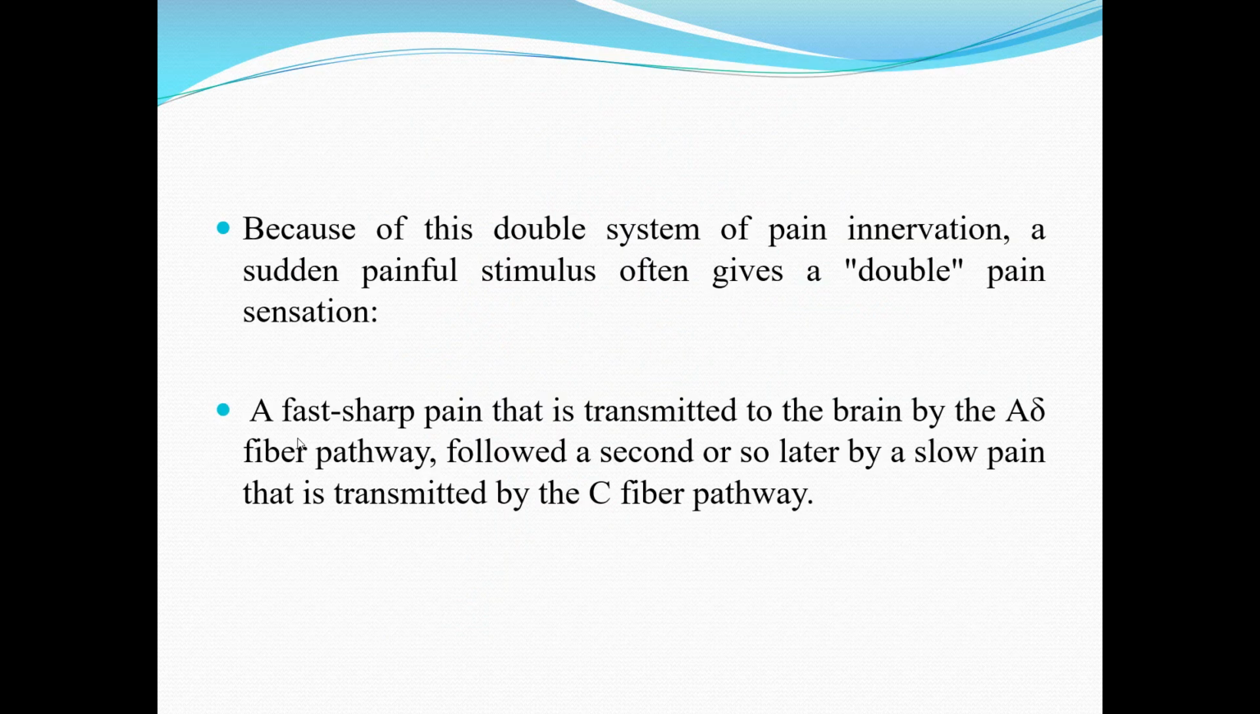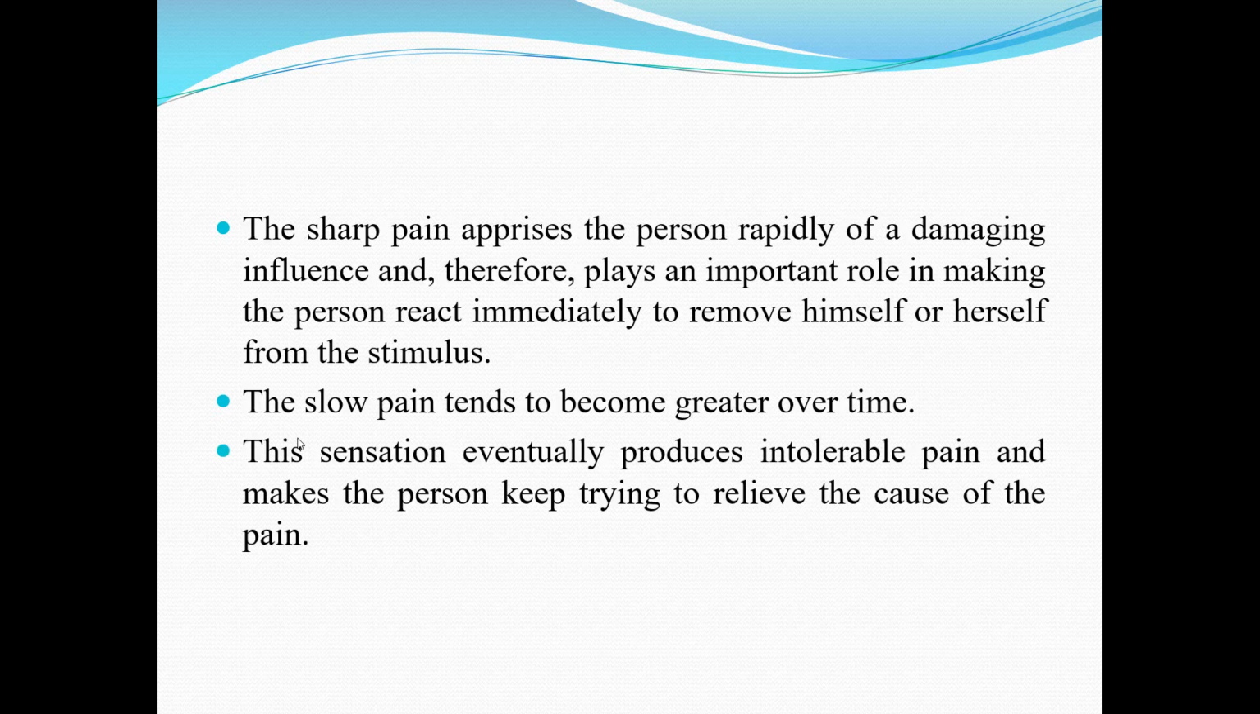Because of this double system of pain innervation, a sudden painful stimulus often gives a double pain sensation. So a fast, sharp pain that is transmitted by the A delta fiber pathway, followed a second or later by slow pain that is transmitted by the C fiber pathway. So they are actually enhancing one another.